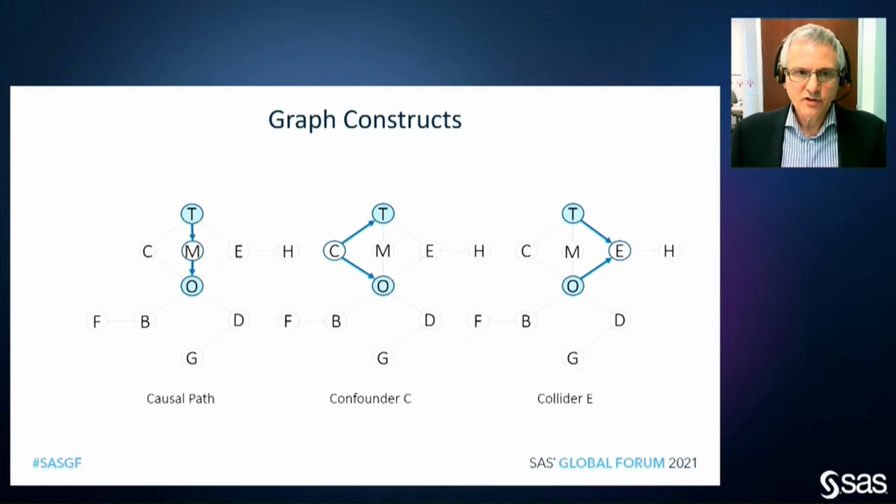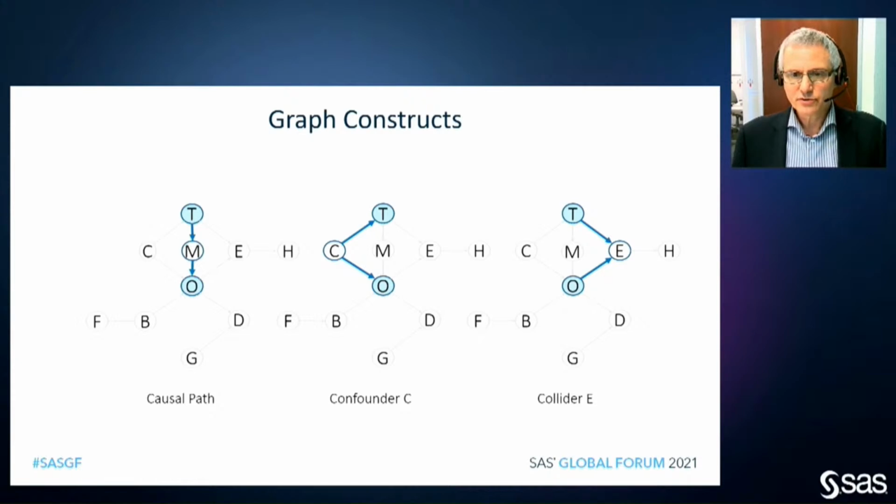There are three basic constructs. On the left, we have a causal path, a directed path from cause to outcome. You note that there can be a mediator, node M, in between the treatment and the outcome. A confounding node, like node C in the middle, is a parent of both the cause of interest, node T, and the outcome, O. A collider node, like node E, is a child of both the treatment and the outcome. This construct is called endogenous selection.